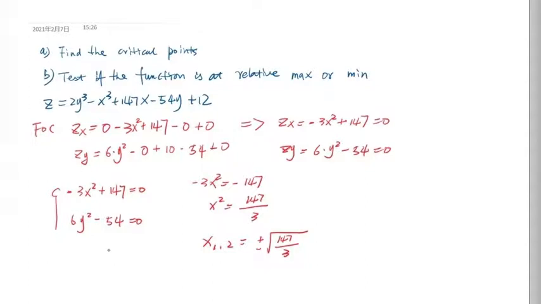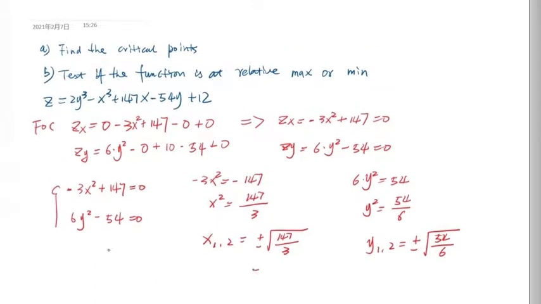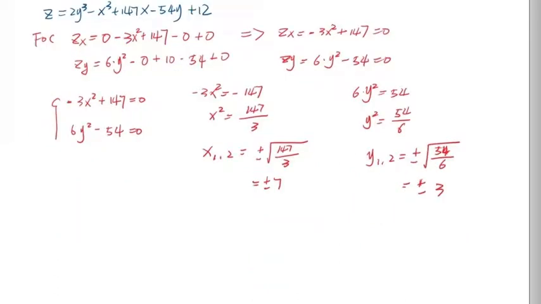So for y, 6 times y to the power 2 is equal to 54. Y to the power 2 is equal to 54 divided by 6. So y has two solutions, y1,2 equal to positive and negative square root of 54 over 6. So x is equal to positive and negative 7. And y is equal to positive and negative 3. We have 4 critical points now.